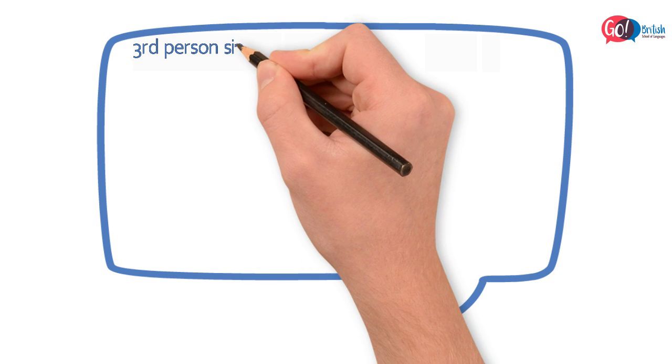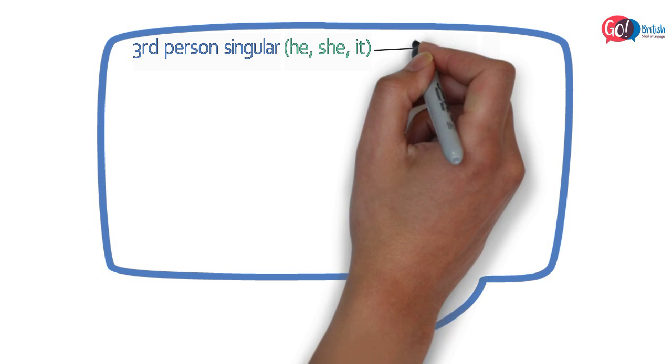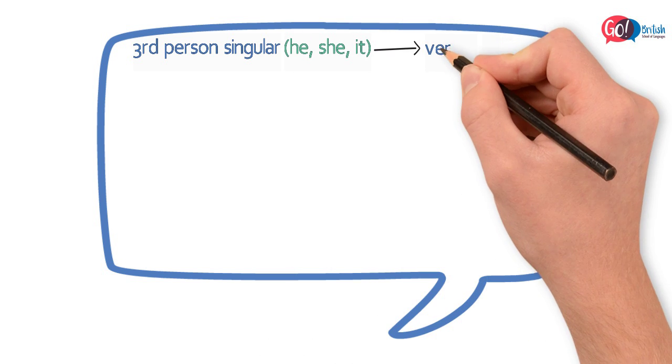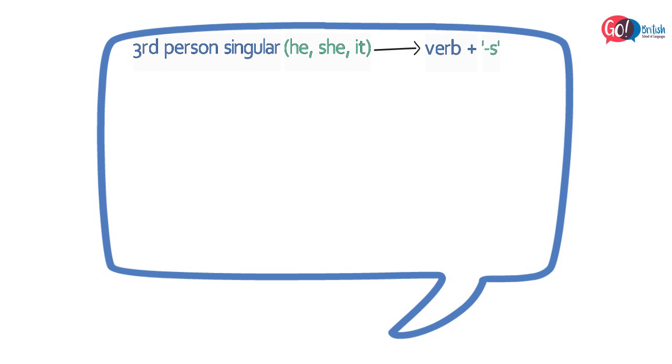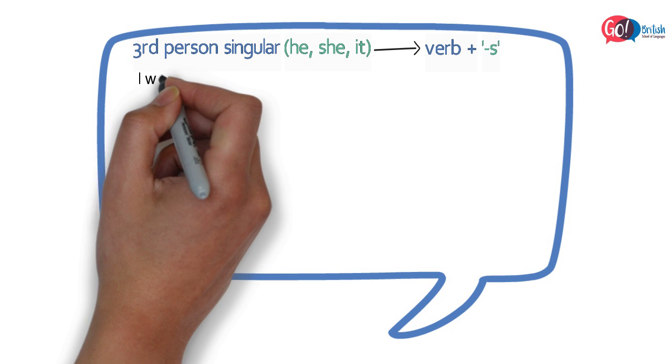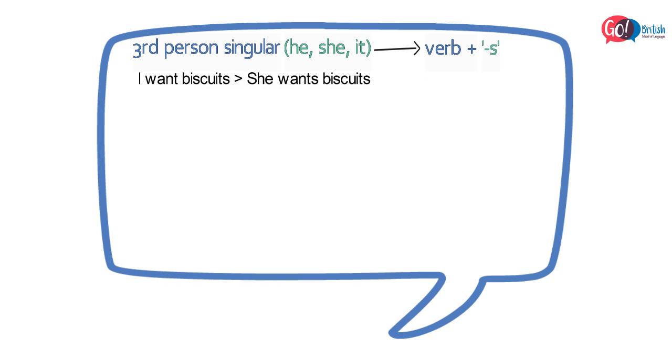When you use the third person singular, which is he, she, or it, in present simple, you need to add an S to the ending of the verb. For example, instead of I want biscuits, if I use the third person singular, I will say she wants, with the S, okay? But we have got two exceptions, okay?